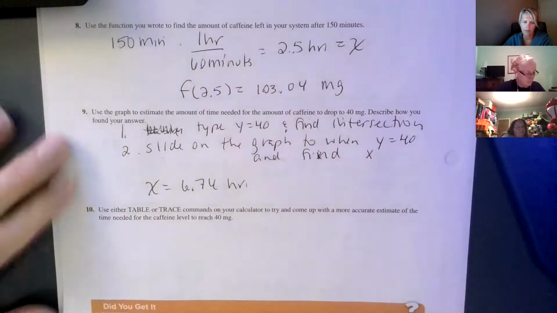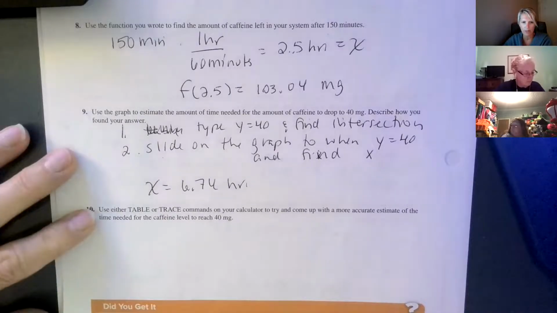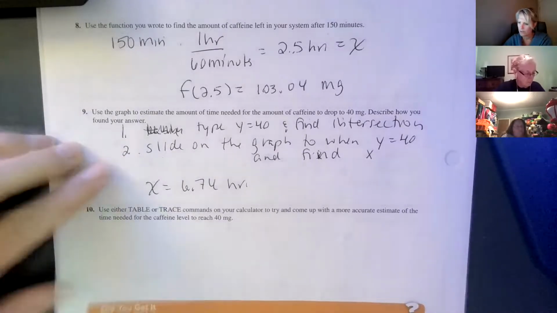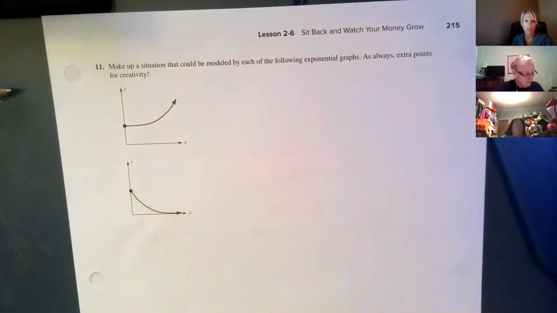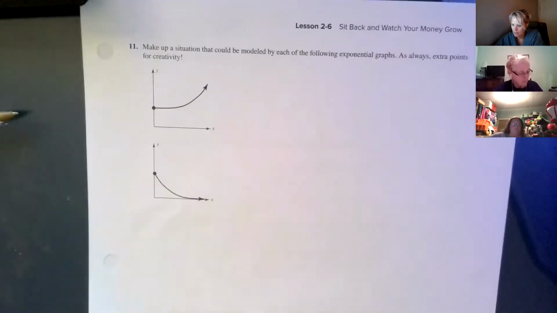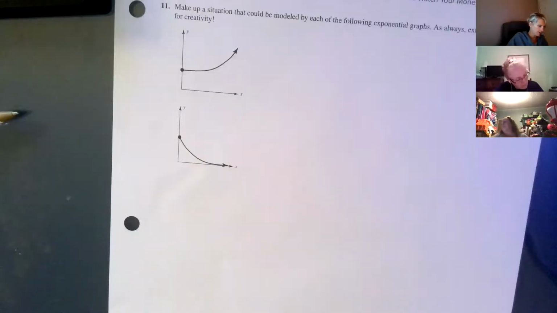And so 9 and 10 are kind of around the same thing. You could use a slider. And then the last question for 2.6 is number 11. Can we come up with situations that could be modeled by each of the following graphs? We try to come up with a situation we haven't looked at yet.